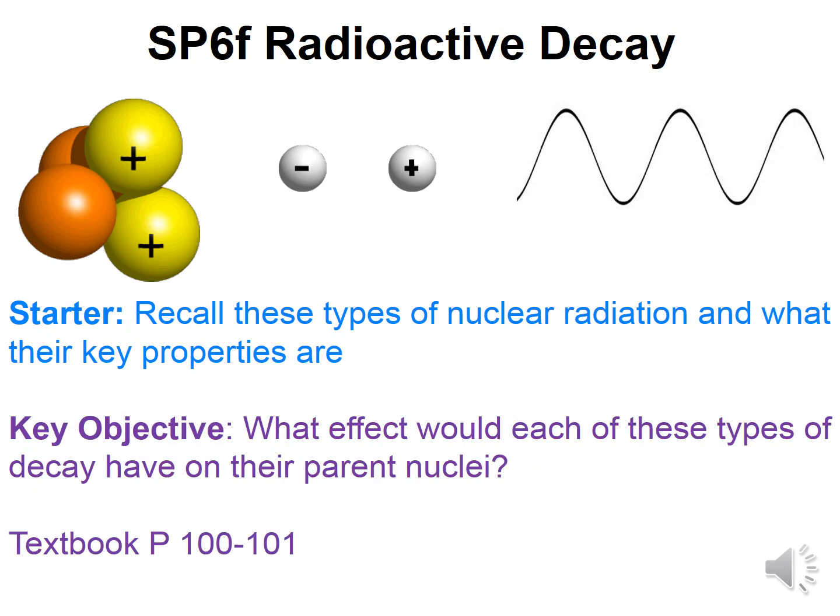What we really need to consider from these is, if each of these is thrown out of the starting nucleus, what does it leave behind, and how can we model and calculate what's happened to the remaining nucleus when each of these different types of radioactive emissions has happened? So that's what this session is really about. If you're referring to the online textbook, then it's pages 100 to 101. Let's get going.